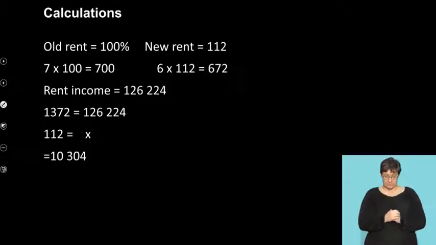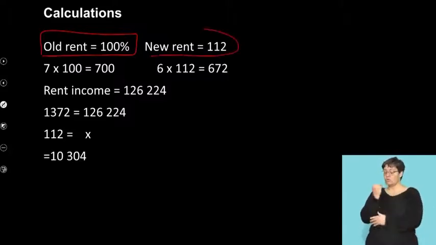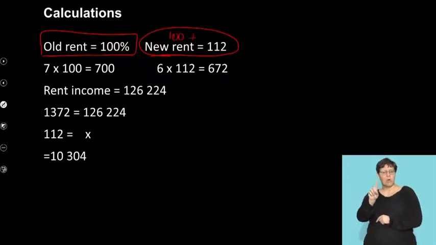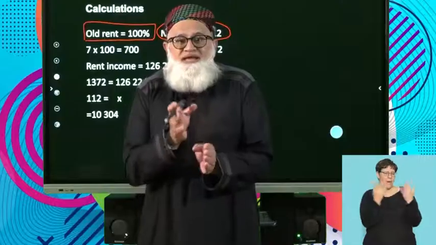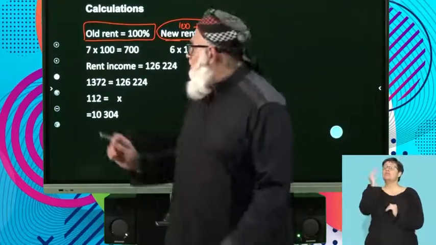Here goes. Let your old rental be 100%, right? Your new rental will be 112. Why 112? 100 plus the 12% increase. Now ascertain, for how many months was the rental at the old rental? Remember, the rental only increased. When did the rent increase?